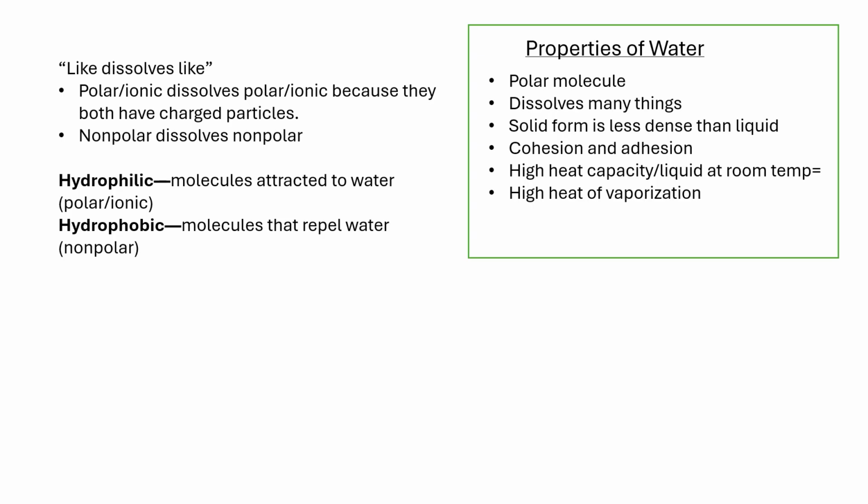If a substance doesn't have polarity, we call it non-polar. So this is important. Non-polar solvents can dissolve other non-polar substances. Like dissolves like. Polar and ionic substances dissolve polar or ionic substances because they both have charged particles. Okay?